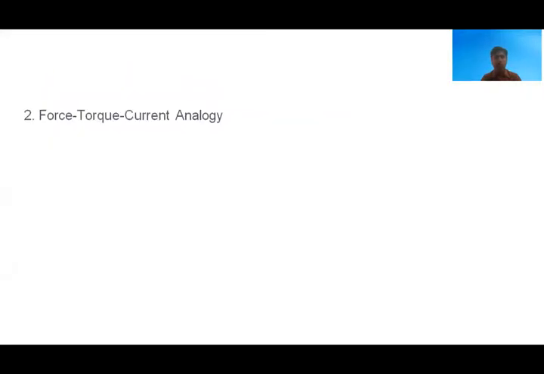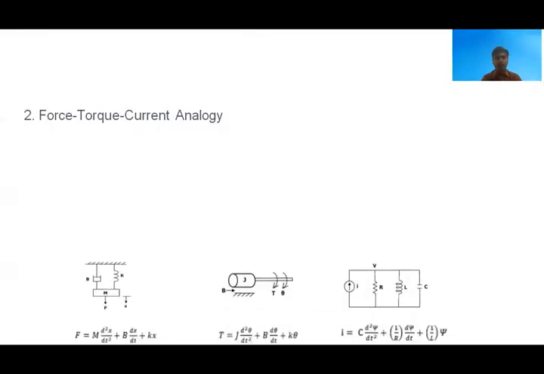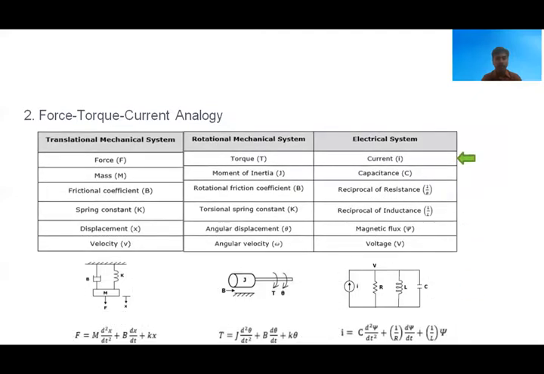Now we'll move on to the force current analogy and torque current analogy. Similar to the force voltage analogy, here also we have the mathematical expressions for translational, rotational systems and electrical systems. If we compare the mathematical expressions shown at the bottom of this slide, we have the force acting on the translational system equal to the input current I in the electrical system.